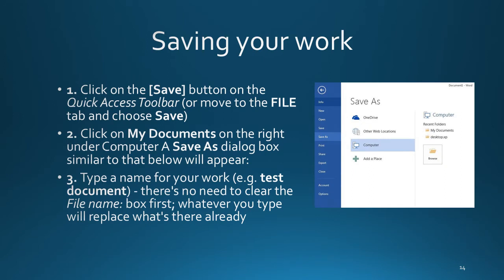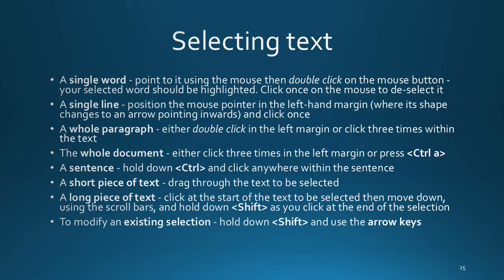Saving your work. 1. Click on the Save button on the Quick Access toolbar, or move to the File tab and choose Save. 2. Click on My Document on the right under Computer. A Save As dialog box similar to that below will appear. 3. Type a name for your work, Test a document, for example. There's no need to clear the file name box first. Whatever you type will replace what's there already.